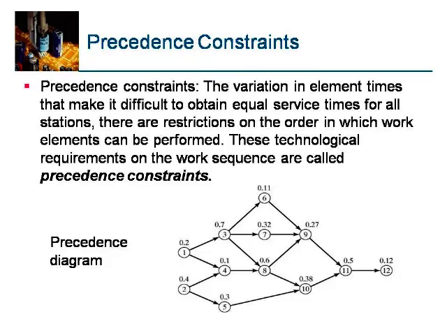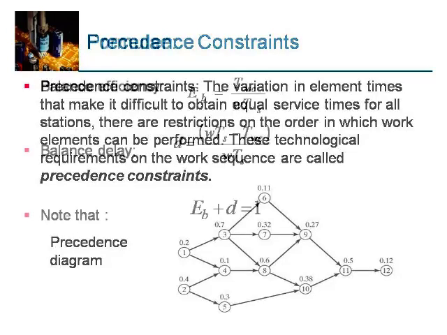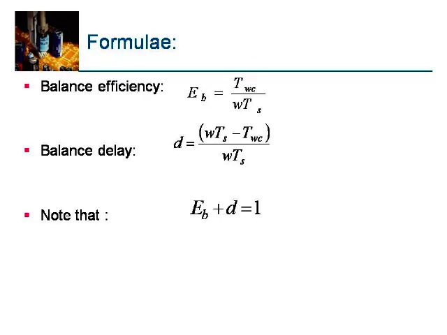You can see a typical precedence diagram here, and elements 3 and 4 can be done only after 1. This is called a precedence relation. And element 9 can be done only after 6, 7, 8, which in turn can be done only after 3. Elements 3 and 4 can be done only after 1 and 2. This is how the precedence constraints must be followed.